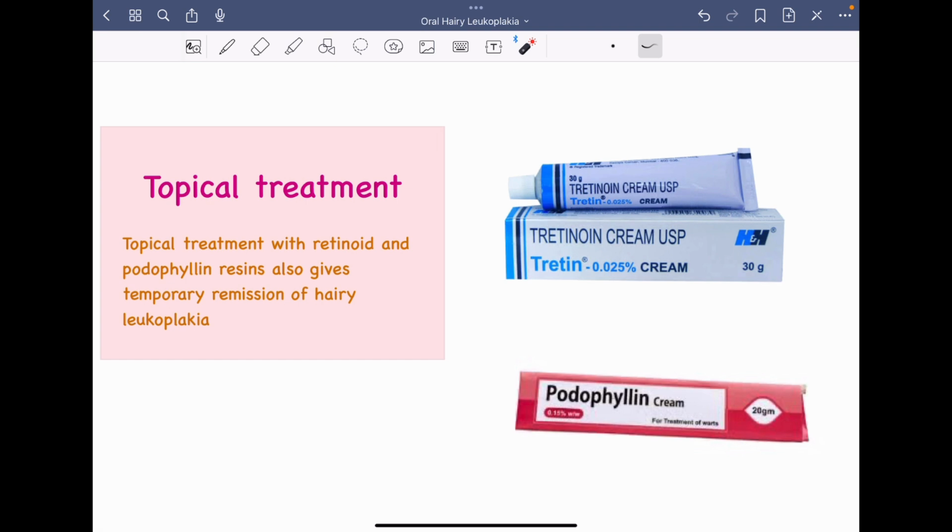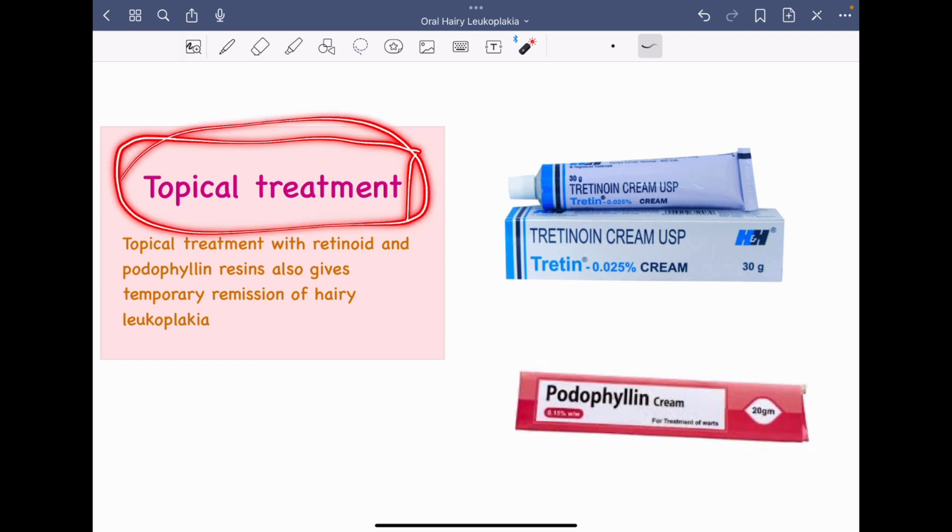Moving on towards the treatment options which are available in topical form, right? So topically we can give retinoid, which is readily available in various medical stores, right? It is marketed under the name Tretin, right? So retinoids are given. Apart from it, podophyllin resin, right? We have seen that in cases of leukoplakia also, this podophyllin produces good effects, right? It causes spontaneous regression of the hair-like projections which are typical of OHL. Okay, so two lines of topical treatment, right? First is retinoid and second is podophyllin cream.